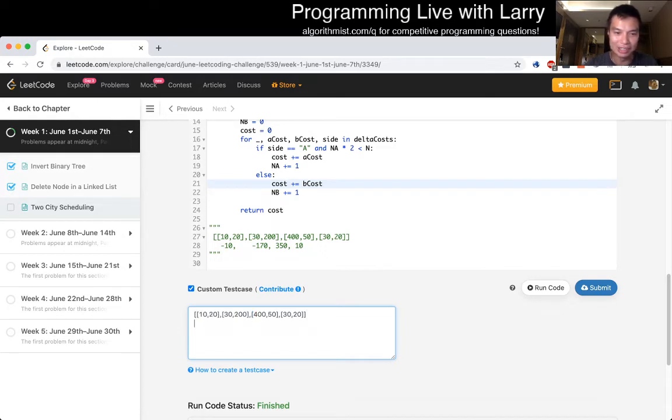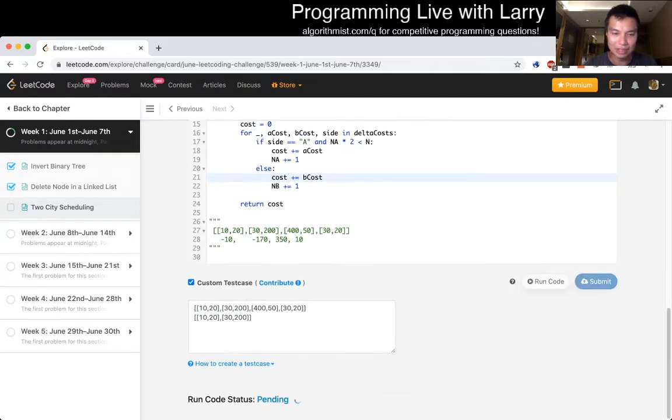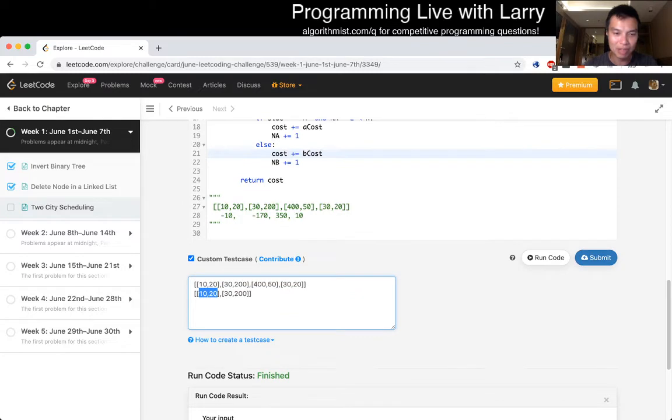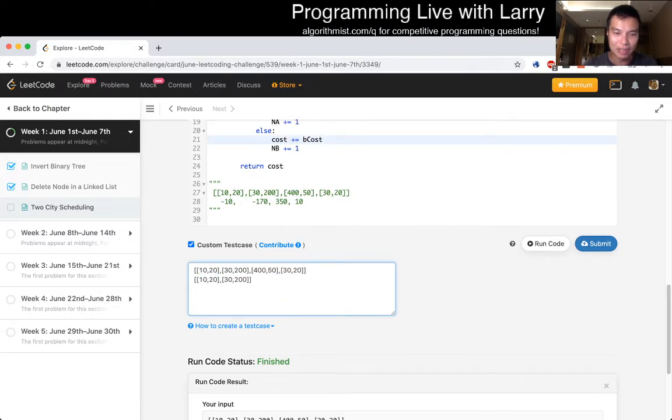So those are the things that I would think about in terms of test cases, but they don't apply here. So I'm just going to do another quick one. In this case, without looking at the answer first, what should it be, right? Well, it's either A is in 10 plus 200 or 30 plus 20, so it's probably 50.